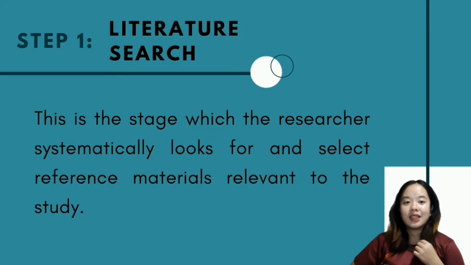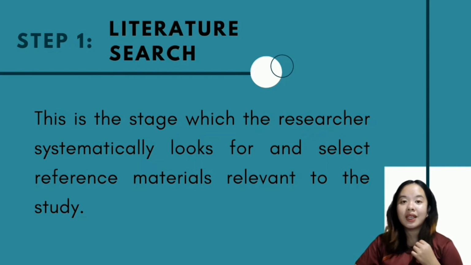Step 1. Literature search. This is the stage in which the researcher systematically looks for and selects reference materials relevant to the study. It is necessary to survey all possible sources of references, especially those that are written by the leading scholars in the field of your study.